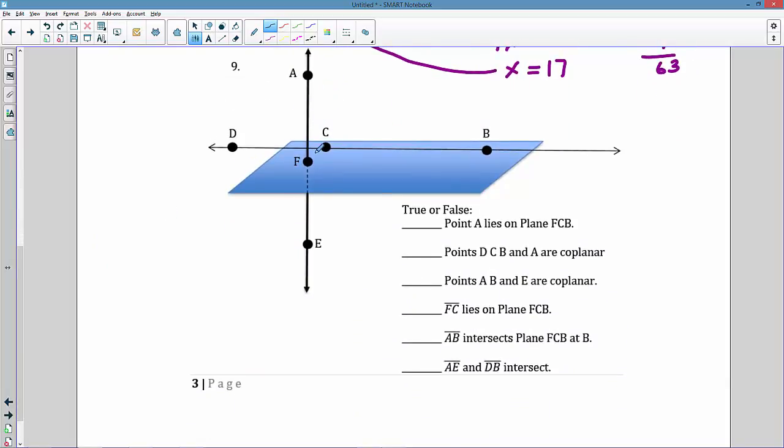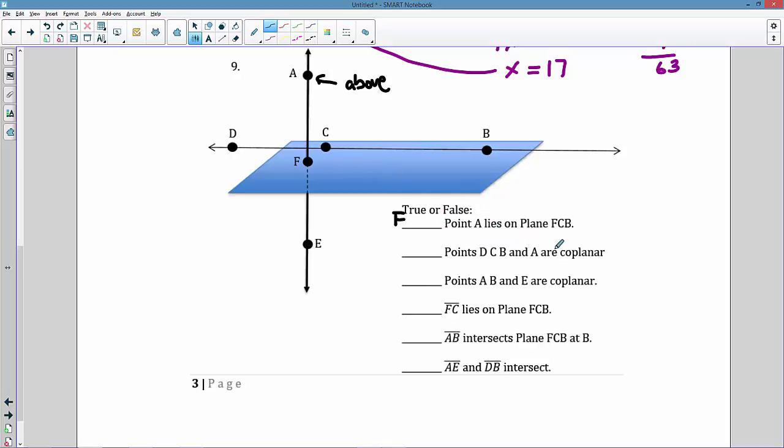We have a line. It's piercing the plane right here. There's the dotted line to tell us it's behind the plane. We have another line, DB, over here. True or false, point A lies on plane FCP. That's false, because this point is above. How do we know it's above? Because this line, AE, is piercing the plane. That's what this dotted line tells me here. So I know A is above and not on.